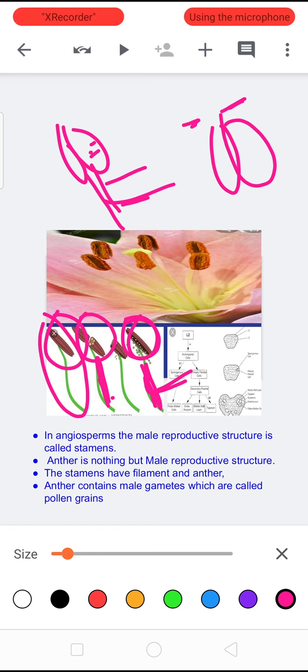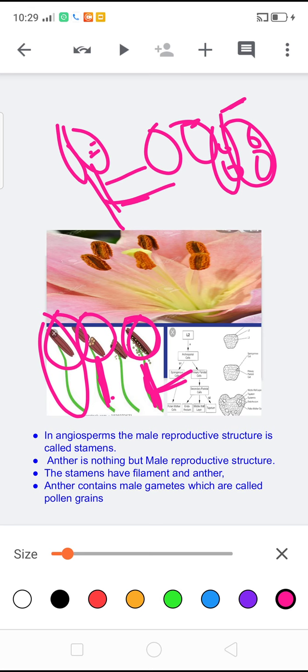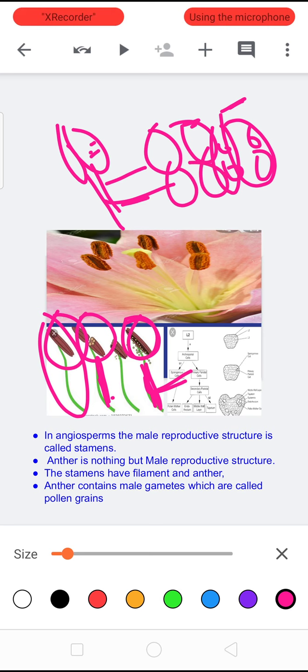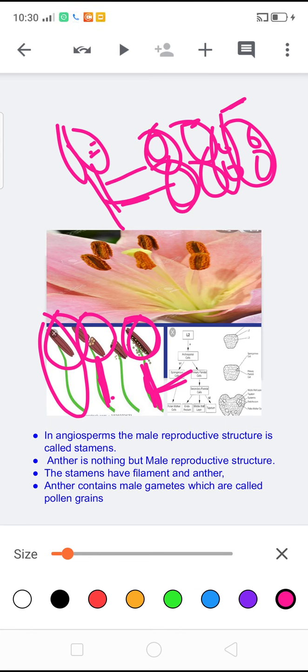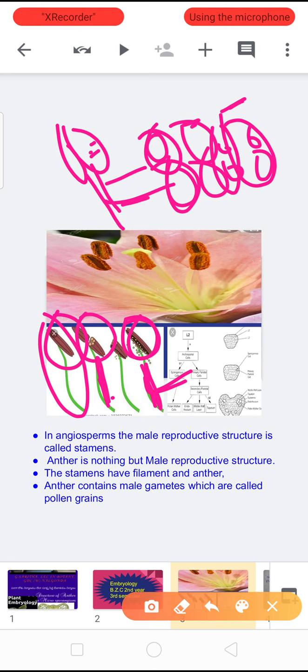In dithecous anther, the septal wall divides the anther into four lobes or four pollen sacs. Anther having only one lobe is called monothecous anther. This is found in the family Malvaceae. Only one septal wall is found, which divides the anther into two lobes or two pollen sacs.